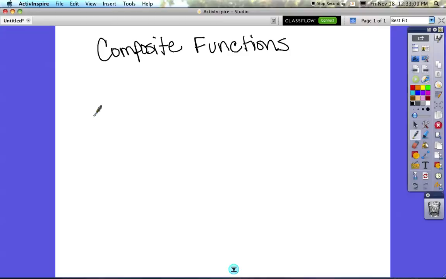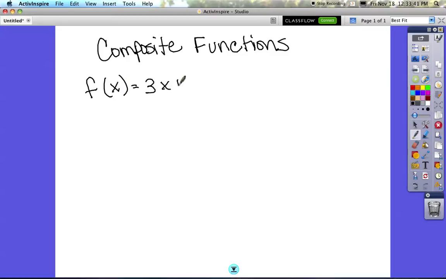Anybody else have something that they think of when they think of composite? Compound. Okay, think about compound sentences. What is that? Two things put together. So what do you think we're going to do with composite functions? Two into one. We're going to start off very easy.